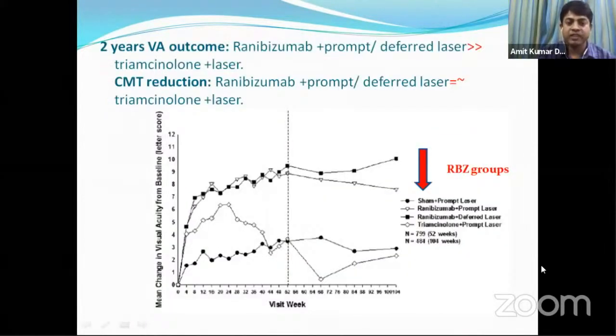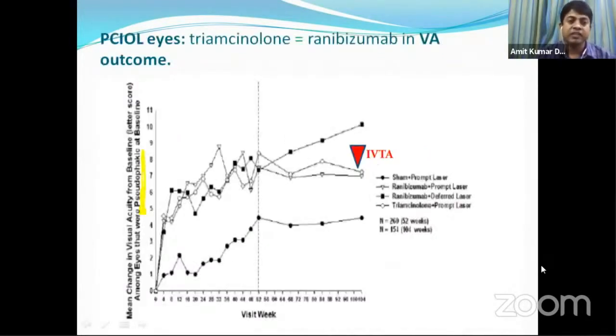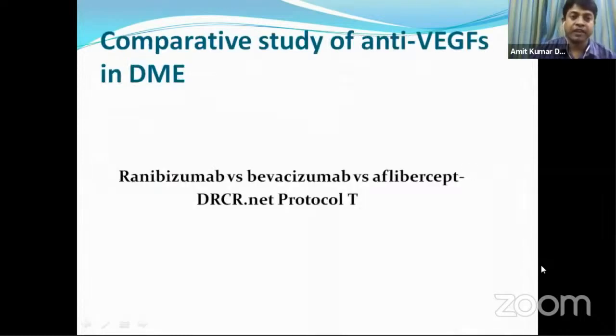At the end of 2 years, they found that visual acuity outcome was better in the ranibizumab groups, both prompt and deferred laser, compared to the steroid group. CMT reduction was, however, same in both the groups. However, in eyes with pseudophakia, the triamcinolone and the ranibizumab groups had equal visual acuity outcomes. So in pseudophakic eyes, there is a preference against anti-VEGF use. We can go for intravitreal steroids in patients who are pseudophakic.